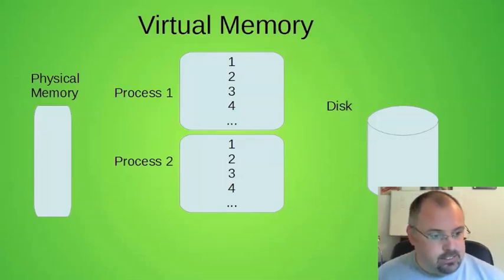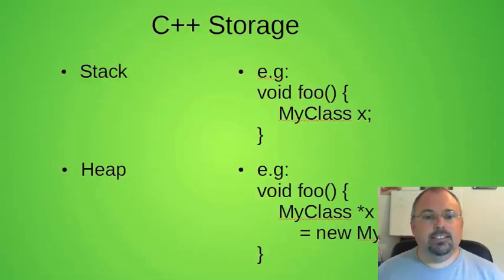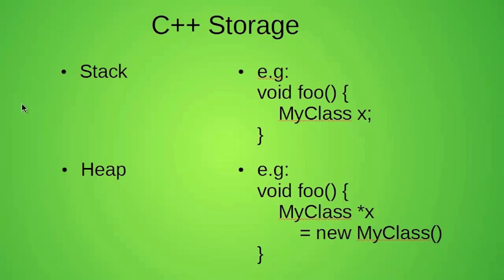Now, the only thing you've got to be aware of, though, is how you can do that in C++. In C++, there's two ways to store your data, and one is on the stack and one is on the heap. And stack effectively means your local variables. Heap means memory that's addressed through pointers.